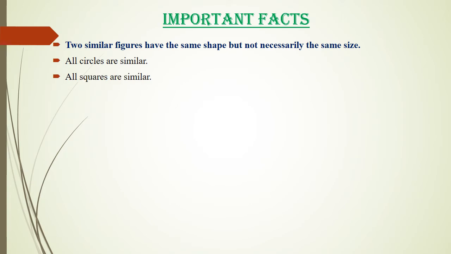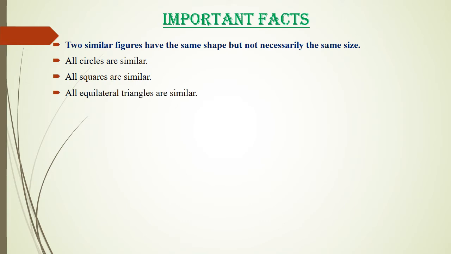Then all squares are going to be similar. You can see that all the squares are going to be always similar because angle between any two sides of a square is going to be always equal to 90 degree. You take any square, angle between any two sides is going to be 90 degree. Therefore all the corresponding angles of all squares are going to be equal, and also their sides are going to be in the same ratio, because all sides are going to be equal. Therefore all squares are similar.